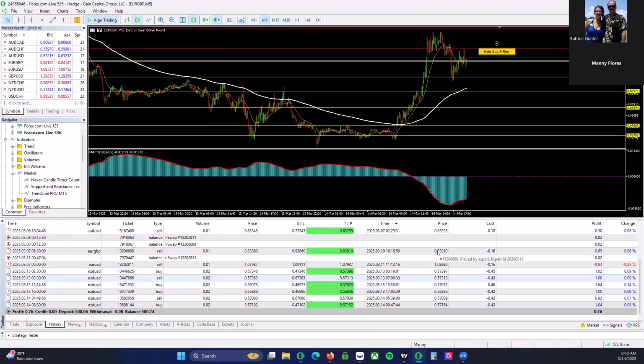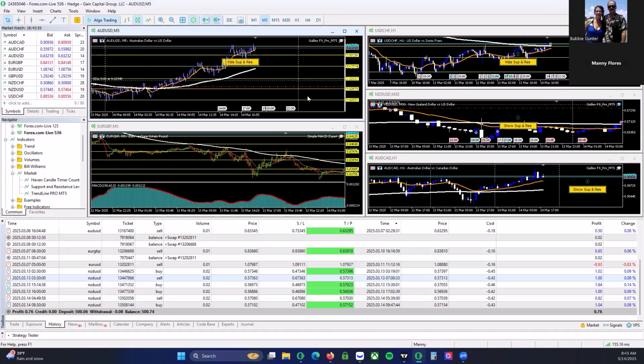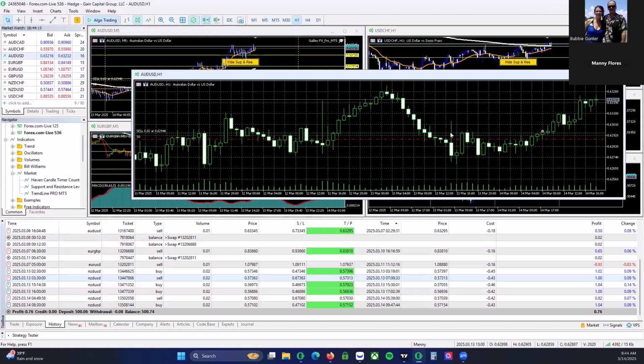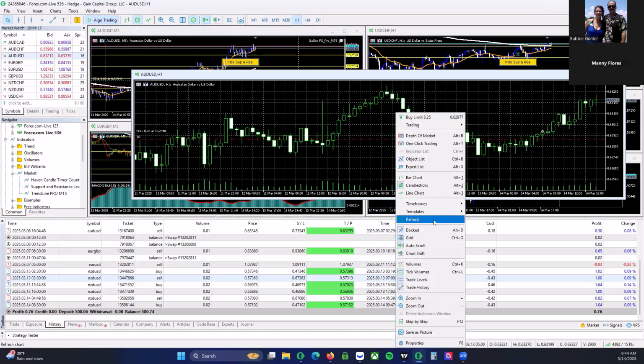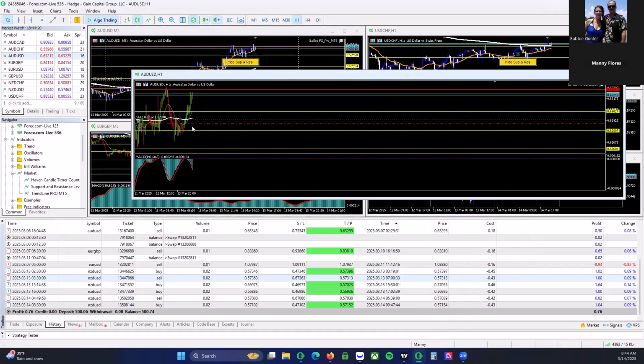All you got to do is hit the box with 4 boxes. Then add a chart. And I just had the Australian US dollar. Australian US dollar. Got it. Okay. Now do your template. Template. MACD. Now you have that.